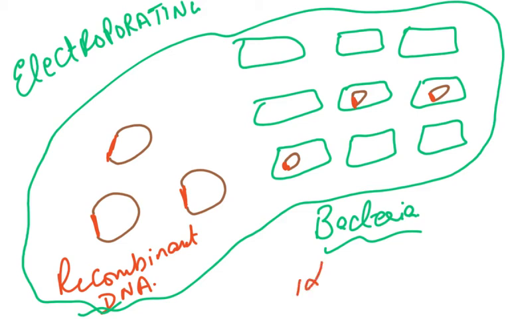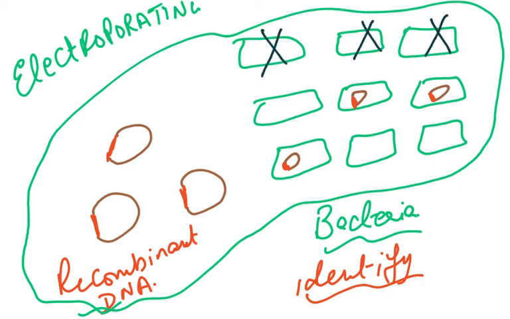Then we have to identify these bacteria which contain the insulin gene. How we identify, we'll study that. Now this one doesn't have it. This one doesn't have it. This one doesn't have it. We don't need these bacteria. They're useless. What we need is this one and this one and this one. So we collect all these.